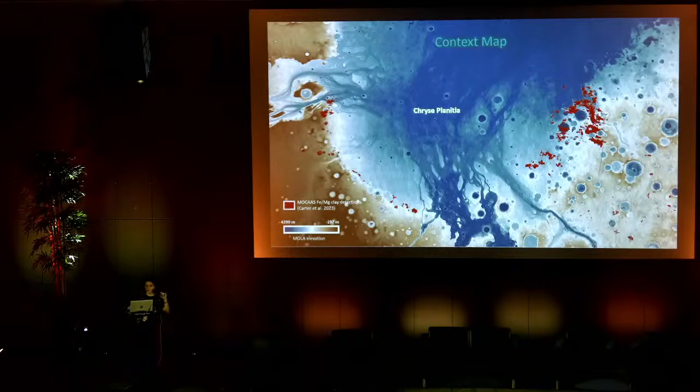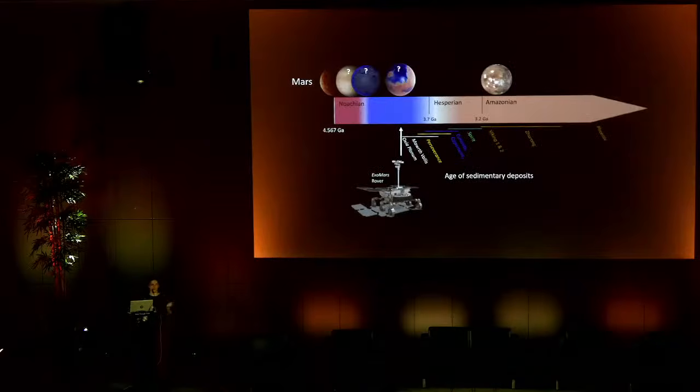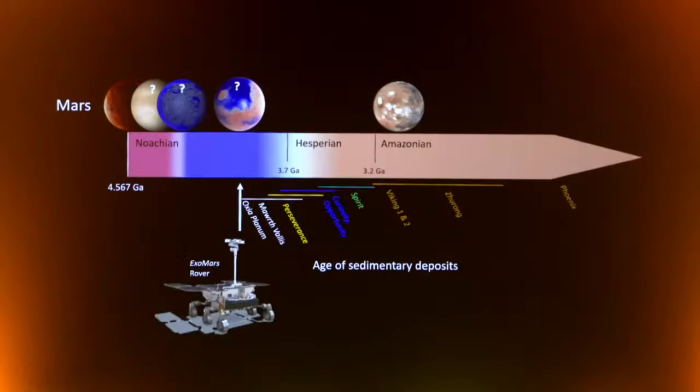So we focused first on two major sites, Mawrth Vallis and Oxia Planum. Both have been studied for a long time now, and Oxia Planum is the landing site of the future ExoMars rover mission. A word about the age of these deposits: the Oxia Planum and Mawrth Vallis deposits are the oldest sedimentary deposits on which a rover will land, especially for Oxia Planum. In comparison, you can see the age of other sedimentary deposits studied in situ by other missions.